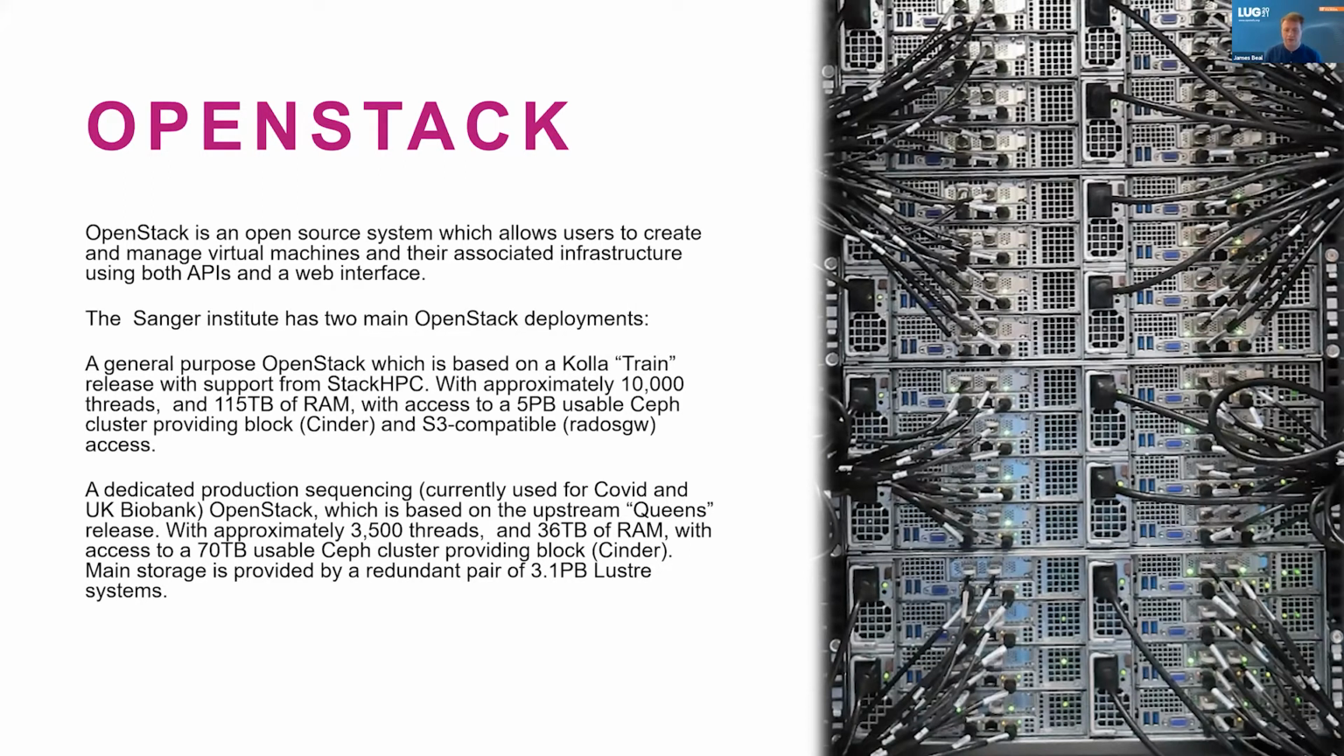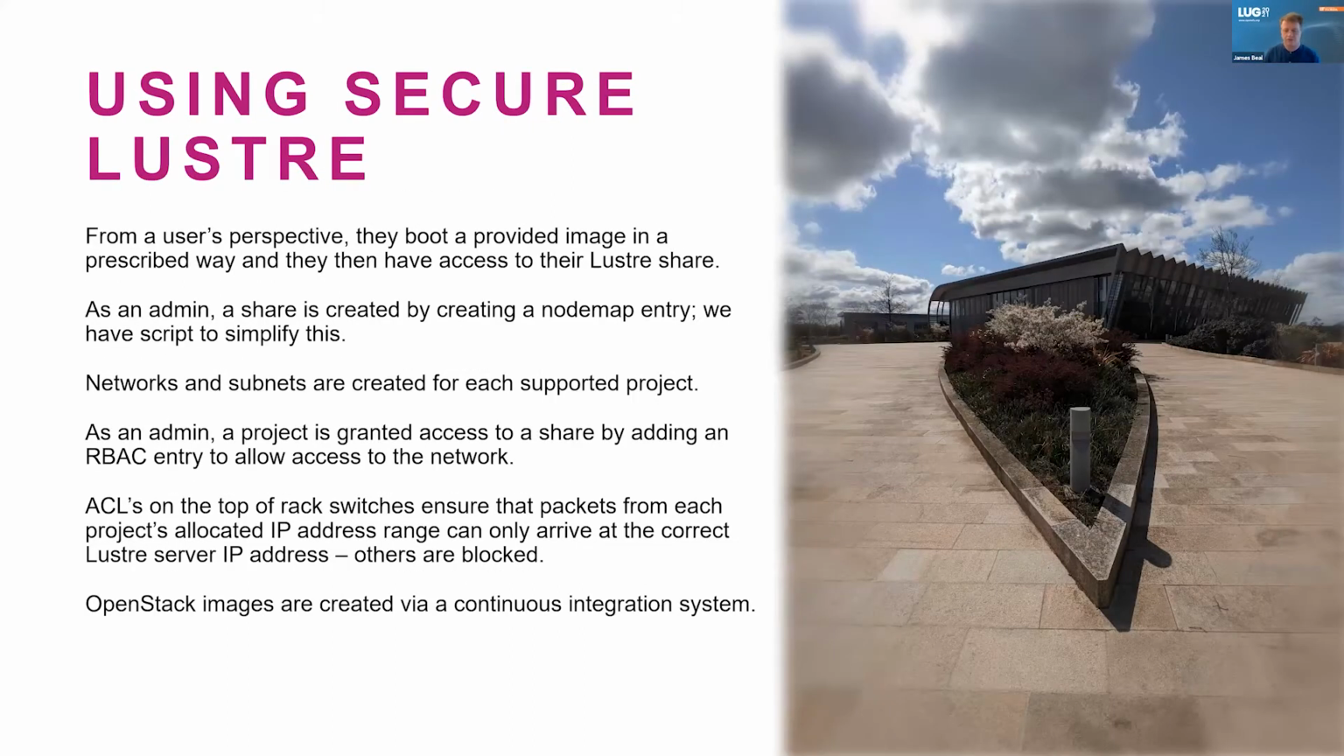The configuration of networks and subnets for each project is independent of the configuration of the secure Lustre systems. A relatively simple ACL is applied to the router, which is implemented on the top of each of our top of rack switches that all hypervisors are connected to. On each secure Lustre system, a node map entry is created, which defines the share for each project. Access to the network, and therefore the share, is granted by an RMAP entry in OpenStack.